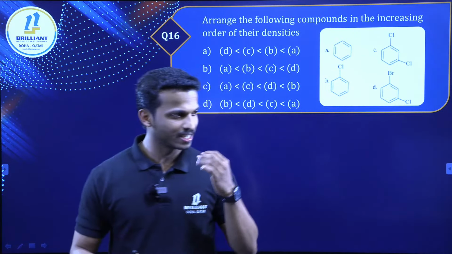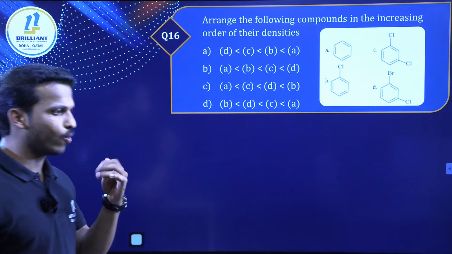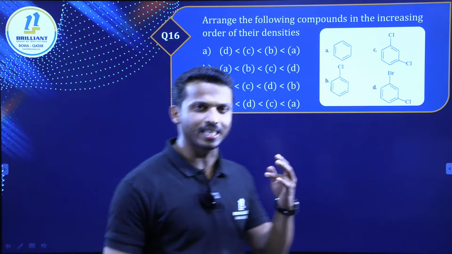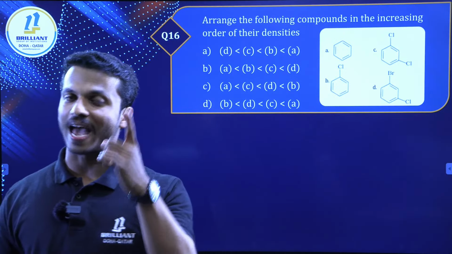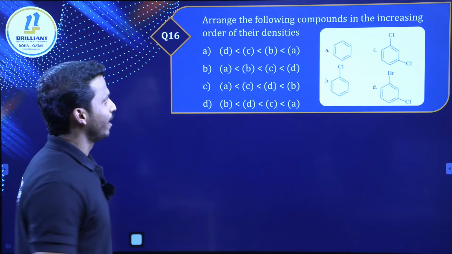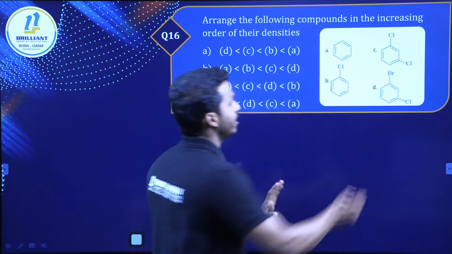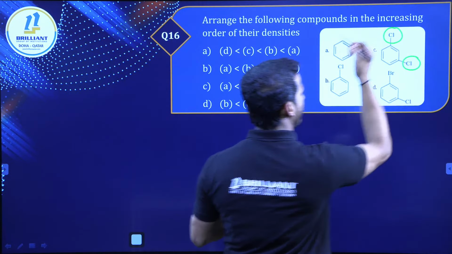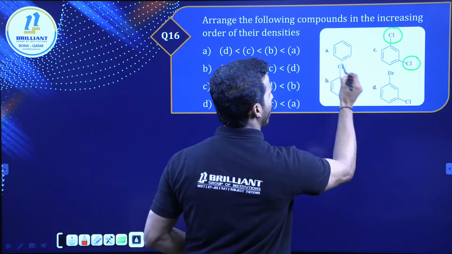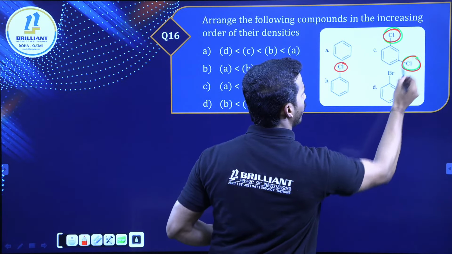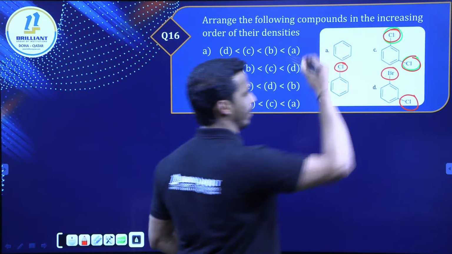Yes. Try it, all of you. What is the data? Density. Density is related to mass. The one with high mass has high density. This is just benzene. This is benzene with two chlorines, right? Two chlorines are there on benzene. And here only one chlorine. Here two chlorines. Here bromine and chlorine.